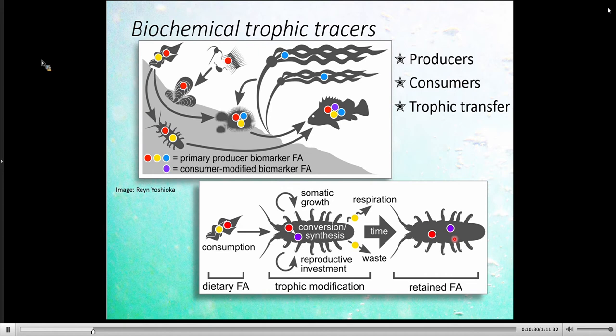And so what I've built my early career around is actually studying this for a number of consumers and doing experiments to figure out how this trophic transfer works. Because there are many different ways we can use these biomarkers. In some cases, you can just say the presence of this biomarker might indicate the presence of that source in a consumer's diet. But without knowing about the trophic fractionation or fatty acid modification, it's largely unknown what's going on.